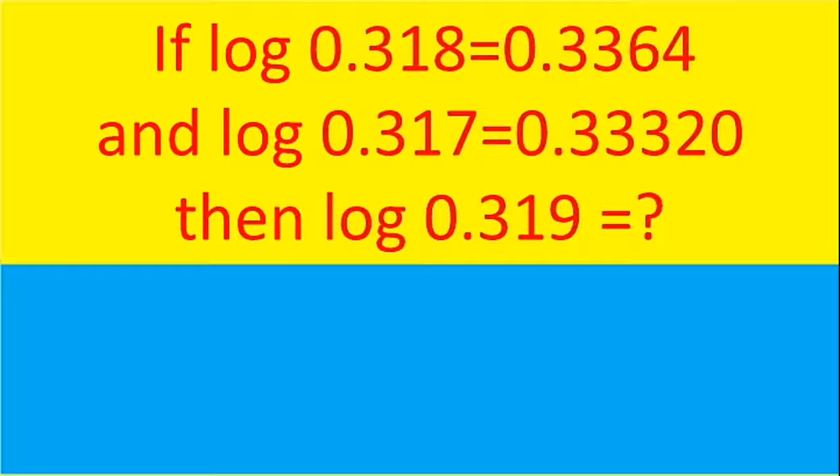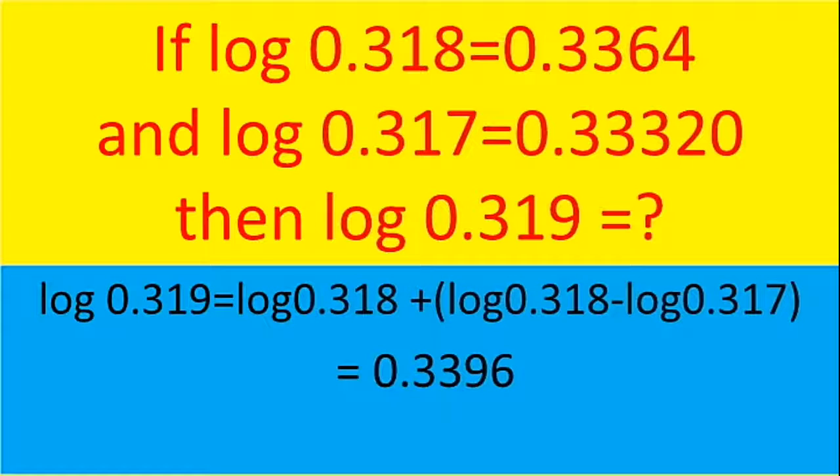If log 0.318 equals 0.3364 and log 0.317 equals 0.33320, what is log 0.319? Actually, once you observe this continuous process, you can understand that log 0.319 is nothing but the previous value. What is the previous value?